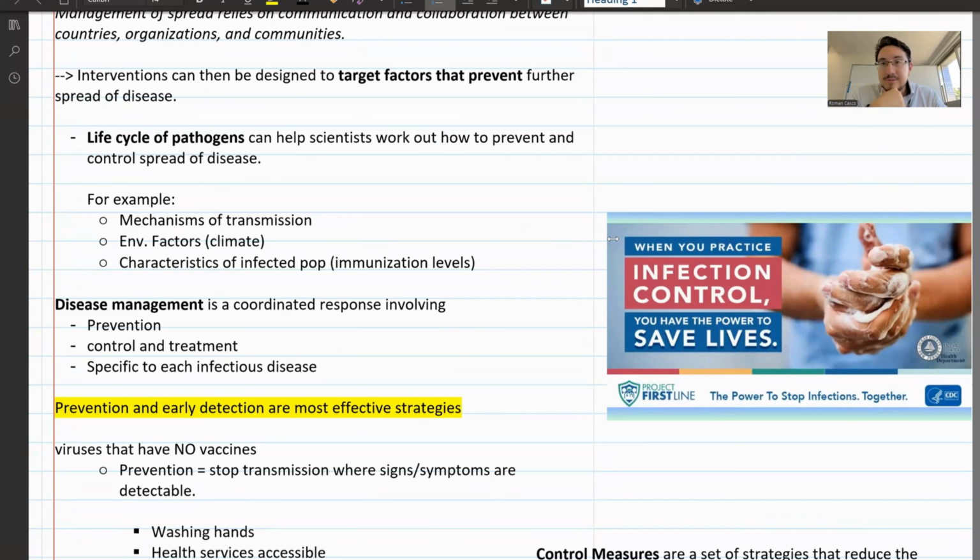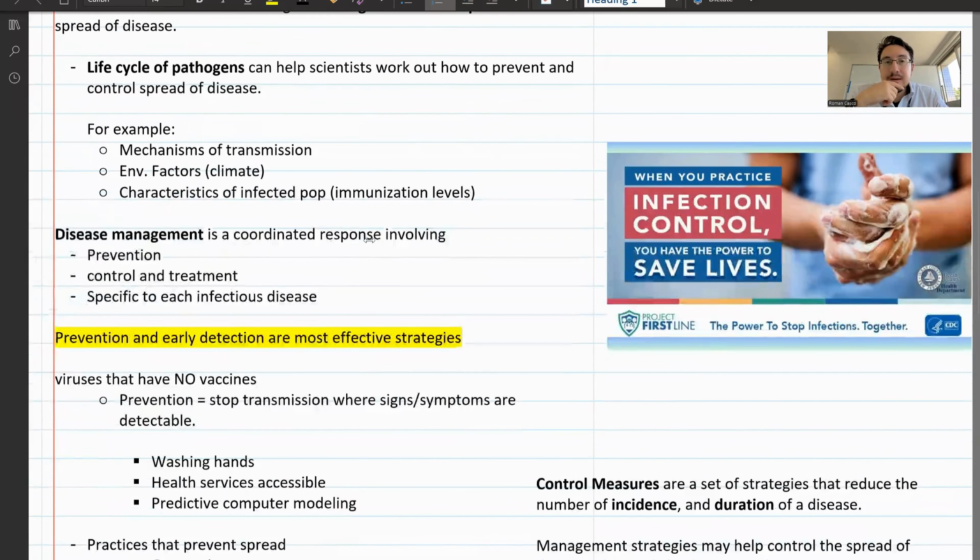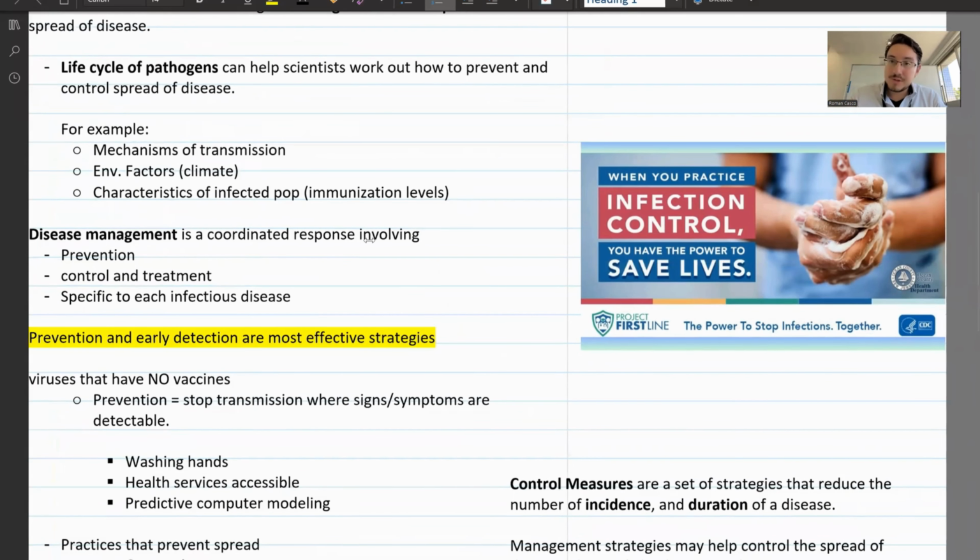Definitely one thing that scientists have to study is the life cycle of the pathogen that is being spread. Life cycles of pathogens can help scientists work out how to prevent and control. You're going to hear this a lot: preventing and controlling the spread of disease. And how do you study that? Basically, the mode of transmission. How does the mechanism of transmission work?